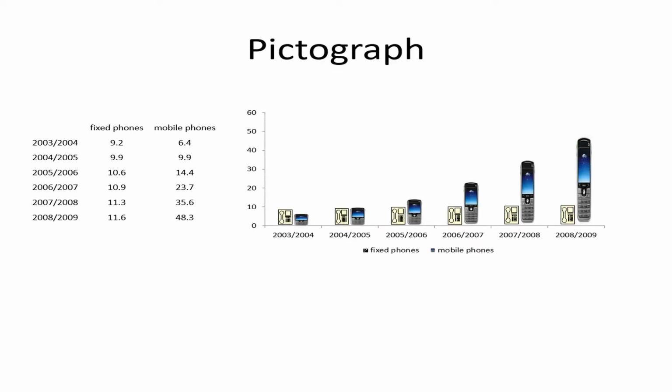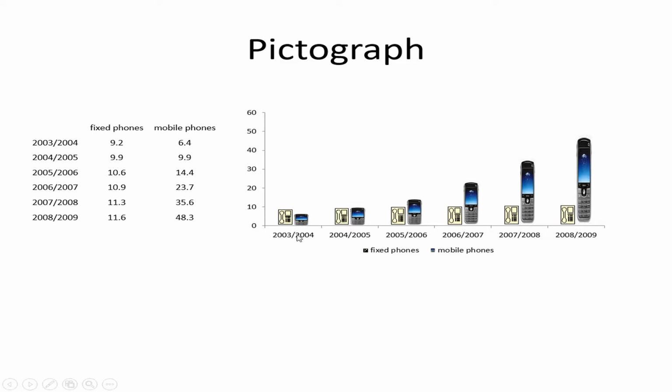This is almost my last presentation, or my last type of graph, that shows how Egyptians are using mobile phones. Of course, the data is 2009, but we should add 10 years here. This is a number of people in millions using fixed phones, and this is the number using mobile phones. Things are changing now, but what I want to present is a type of graph called pictograph.